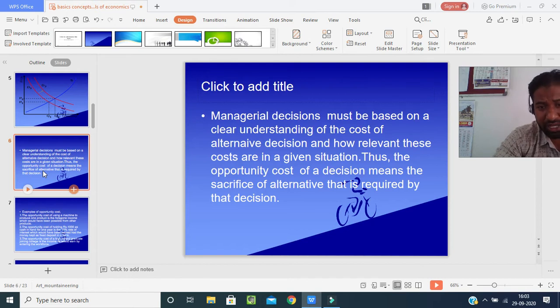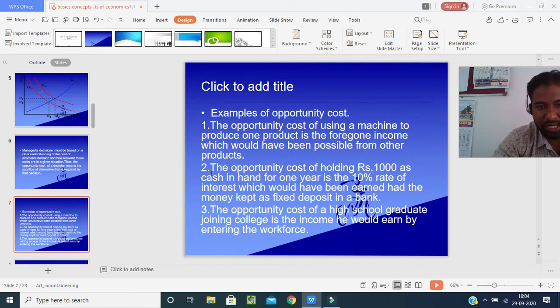So you have to be very careful while taking the decision. This sort of theory is helpful to managers for taking decisions in a proper way. Now we will have an example so that you can understand it properly.